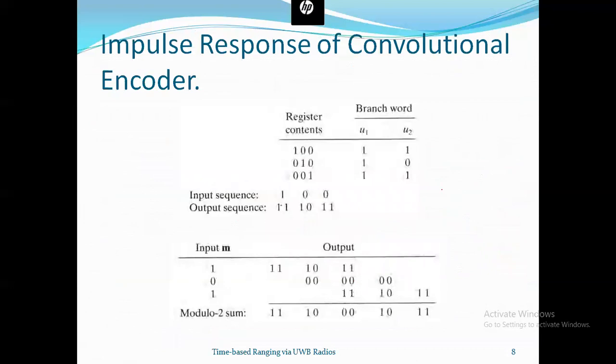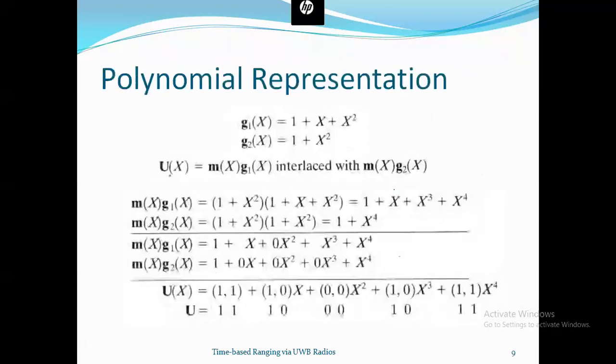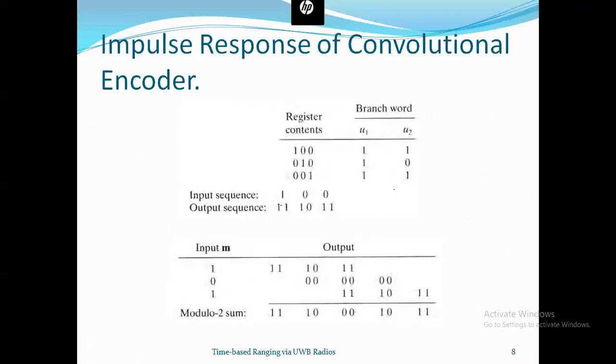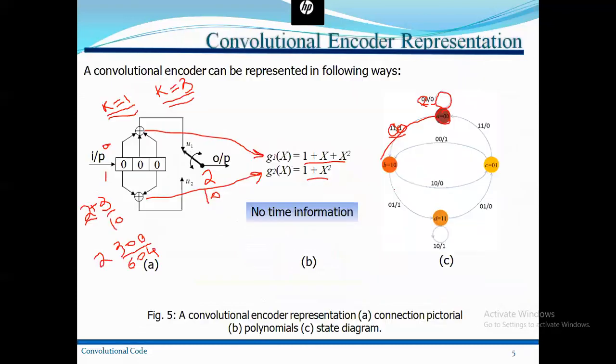Now, the impulse response of the convolution coder. Initially, we have seen a convolution coder here, so I'll just take this convolution coder. If we want to see the impulse response of this coder, we will consider a one input with two appended zeros. If we get the one input, we have two appended zeros to flush the one out of the shift registers.